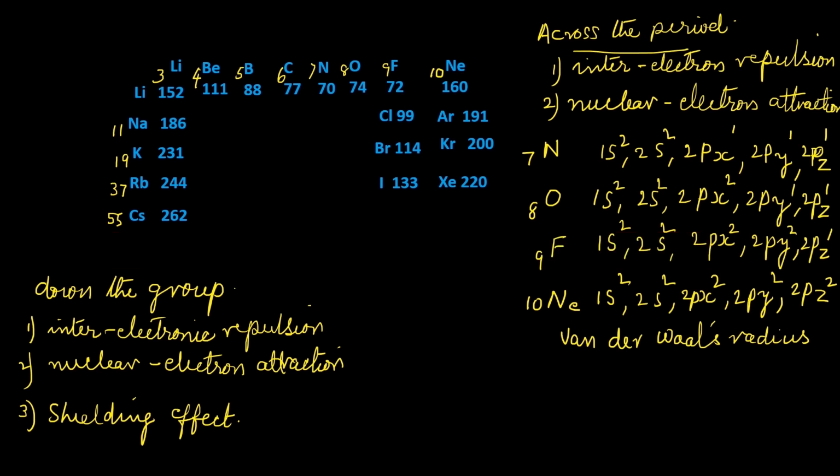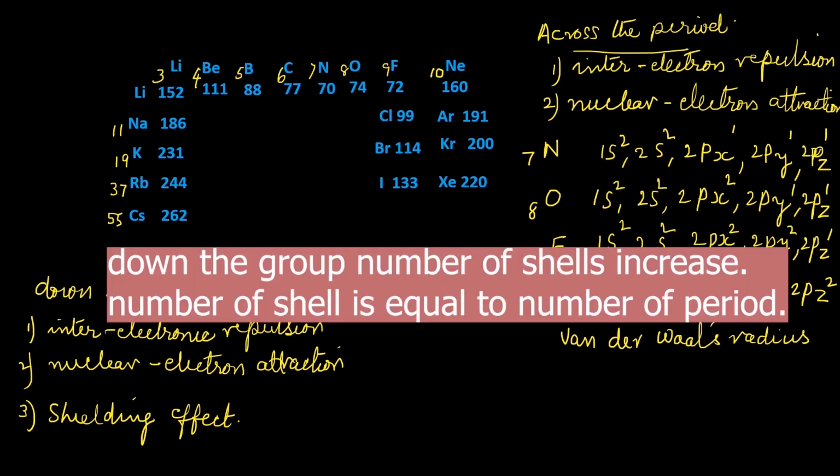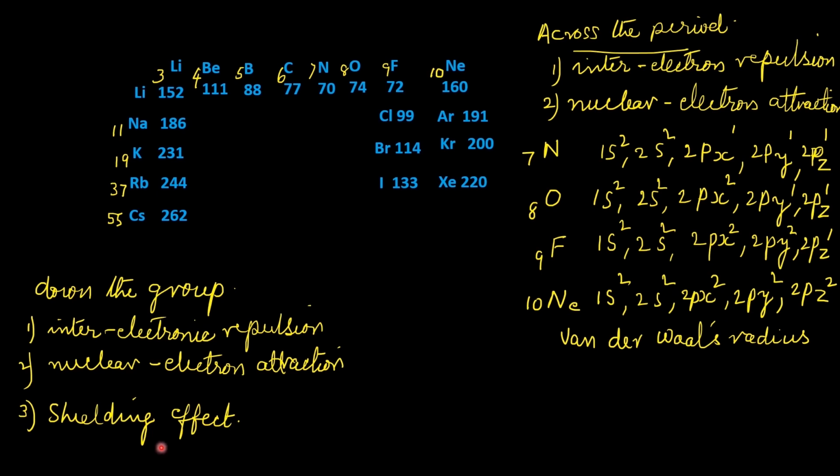In the case of down the group, the additional electrons go into subsequent shells. That is, when the second period elements have 2 shells, the third period elements have 3 shells, fourth period elements have 4 shells, and so on. The number of shells increase by 1 down the group. There are electrons in the inner shells as well as in the outer shells.